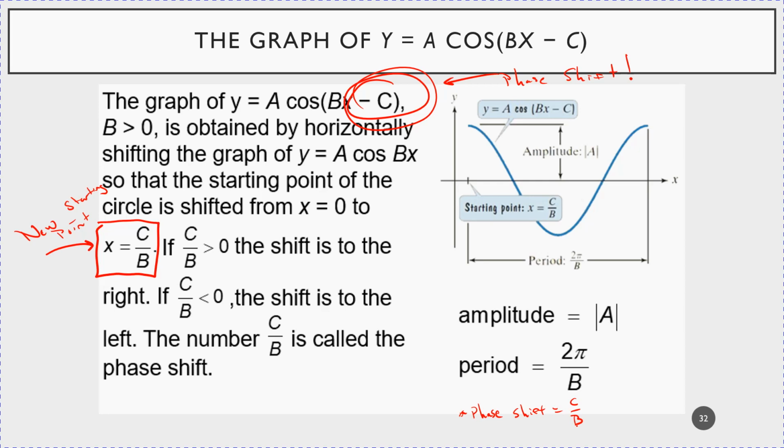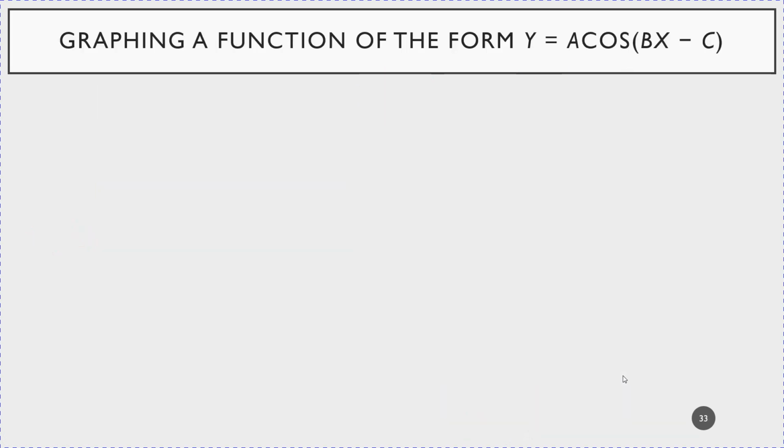So let's do 2 examples of this. We'll start with a pretty straightforward one. So let's sketch one period, only one period of y is equal to 3 times cosine of 2x minus pi.